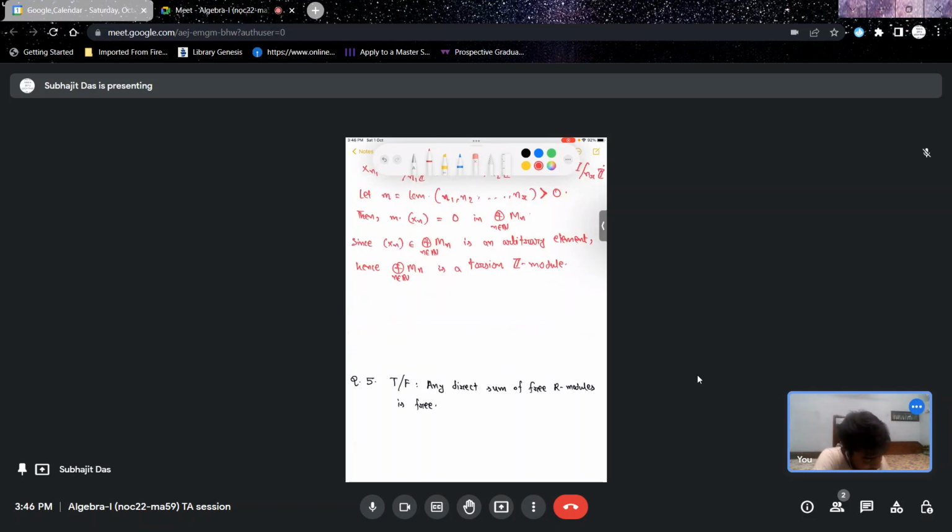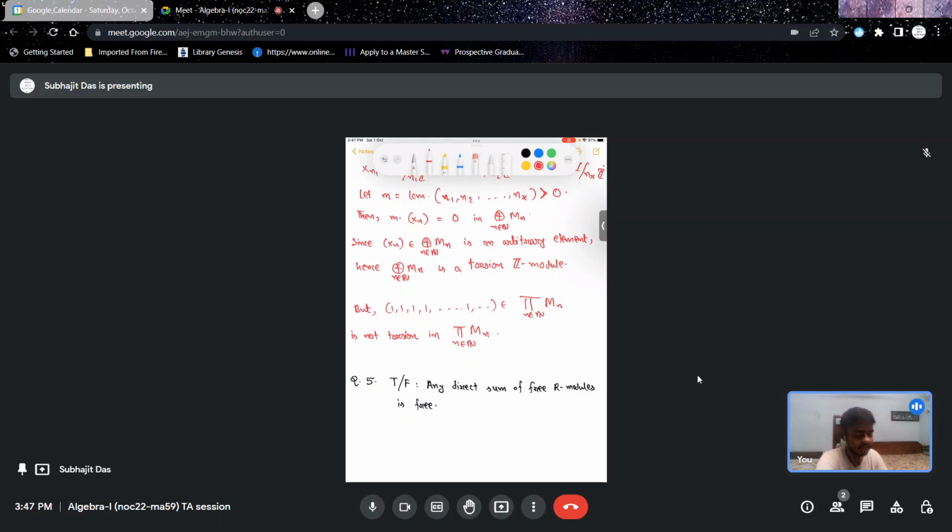So this is true, but the element (1, 1, 1, 1, and so on) in the direct product is a valid, legitimate element in the direct product, right? This element is not torsion in the direct product of M_n, n in natural numbers.